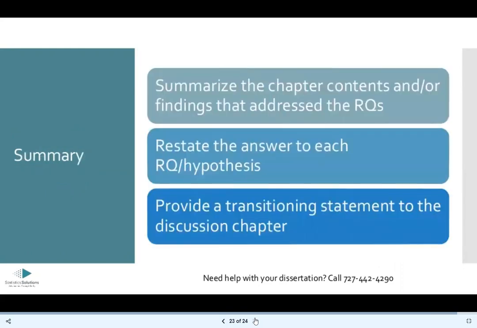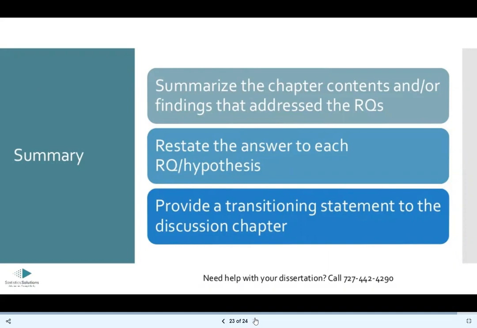So once you've presented all of that information, all of the results to answer each of the research questions that you have listed out, you may want to end your results chapter with a summary. So you can either summarize the entire contents of the results chapter, or just summarize the answers to the specific research questions.